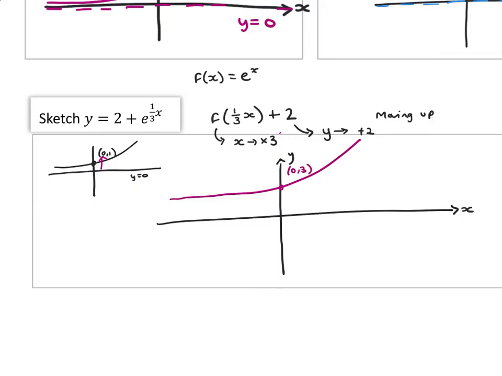Now I had an asymptote on the line y equals 0. If I've added 2, where is my new asymptote? On the line y equals 2. There you go.